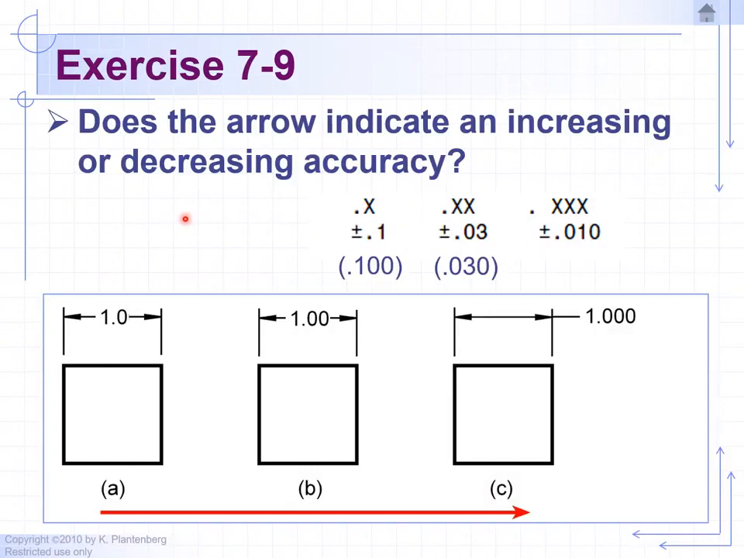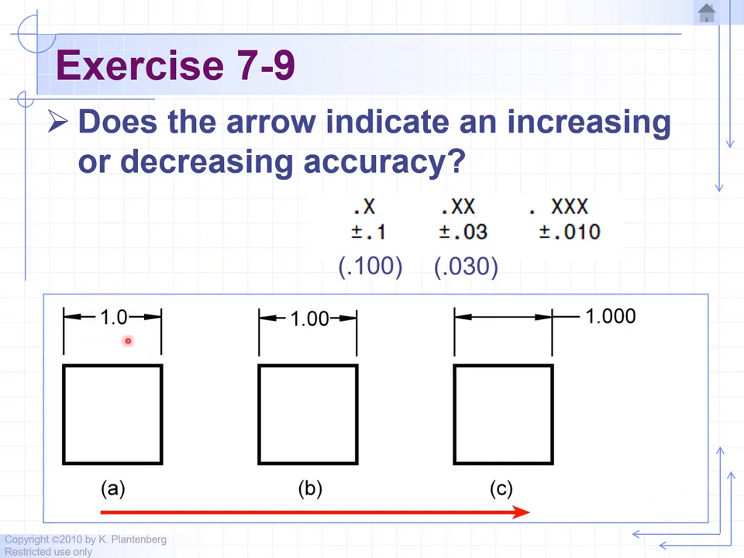Okay, let's look at dimensions with one decimal place, 2 decimal places, and 3 decimal places. Okay, so what's the difference between 1.0, 1.00, and 1.000? Does the arrow indicate an increasing or decreasing in accuracy? So here we're looking at the red arrow pointing towards the right.